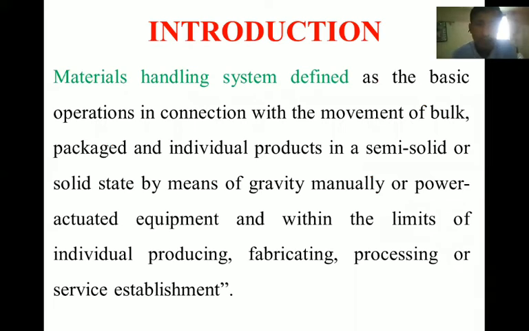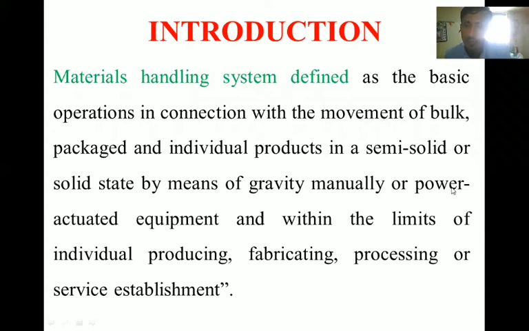A material handling system can basically be defined as the operation in connection with movement of bulk, packaged, and individual products. It may be bulk, packaged, or individual products in semi-solid or solid state, by means of gravity, manually, or power actuated equipment. Sometimes movements are gravitational, and sometimes they are power actuated.